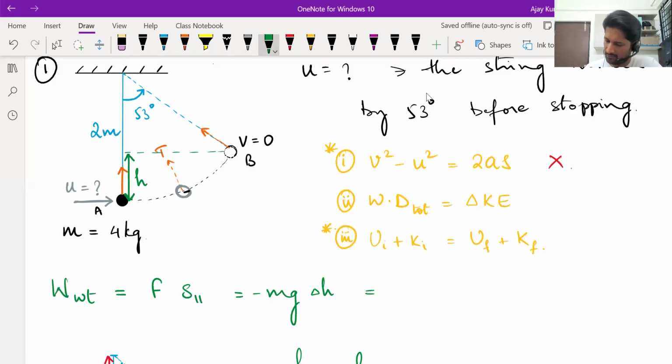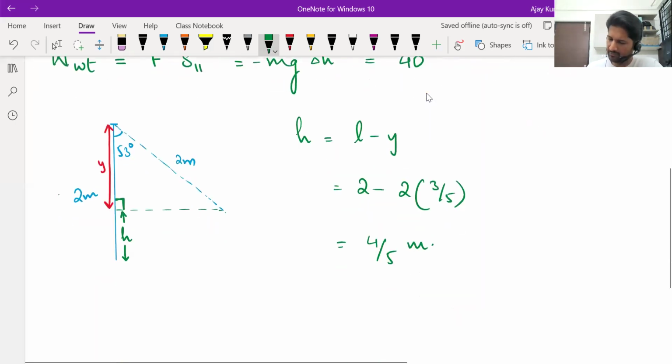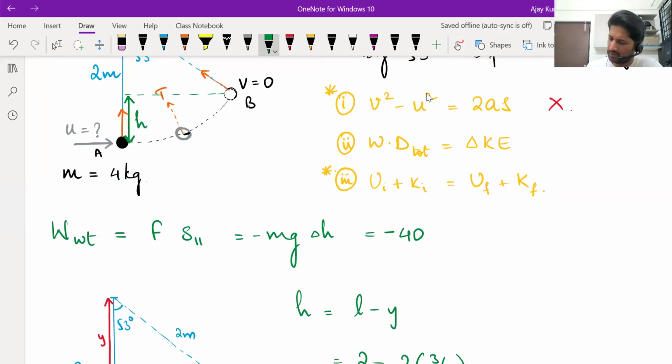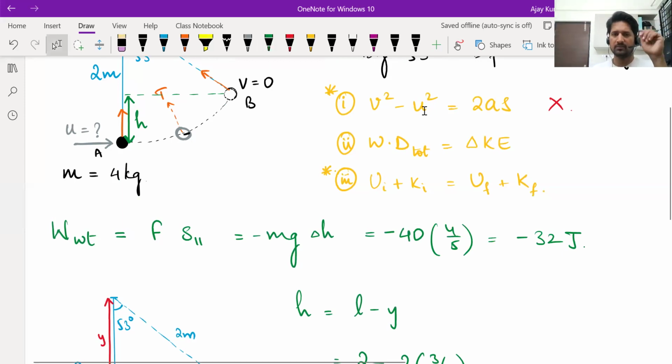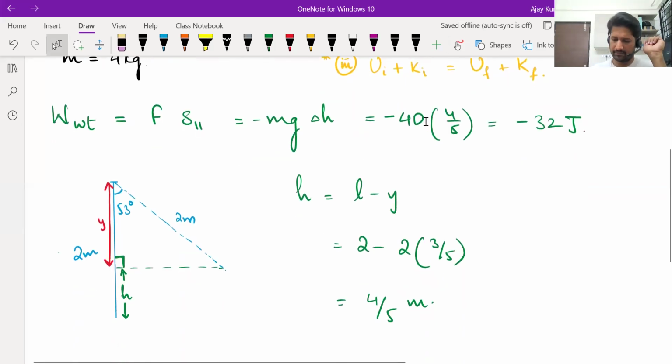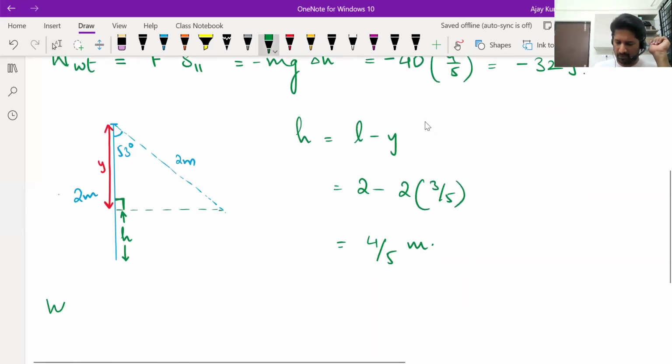mg here 4 into 10, 40. And height we just found out is 4 by 5 meters upwards. So minus 40 into 4 by 5. 5 into 8 is 40, 8 into 4 is 32. So minus 32 joules is the work done by weight. One part is done. We are trying to apply work energy theorem to calculate that initial velocity. Next thing is work done by tension.